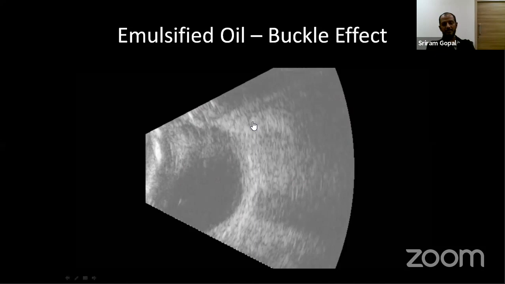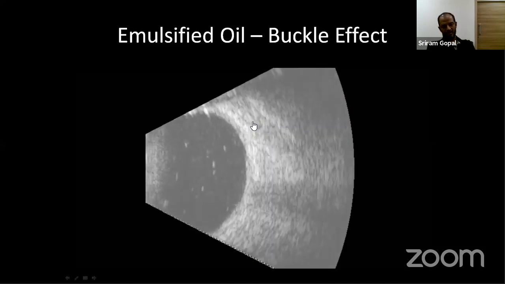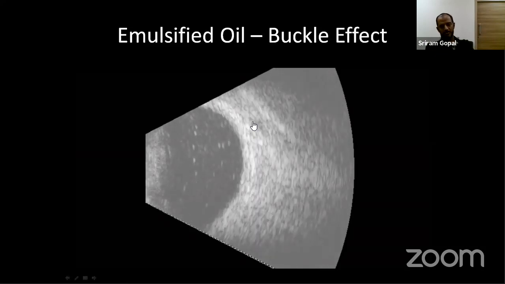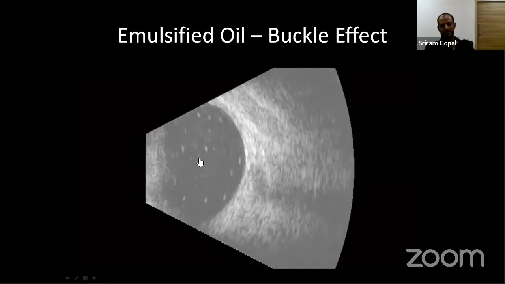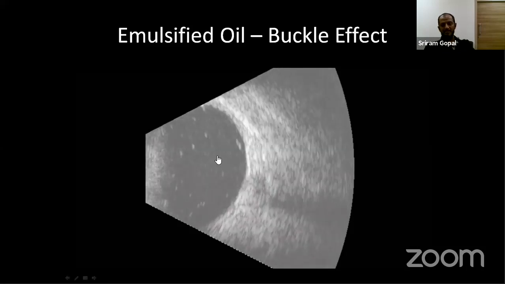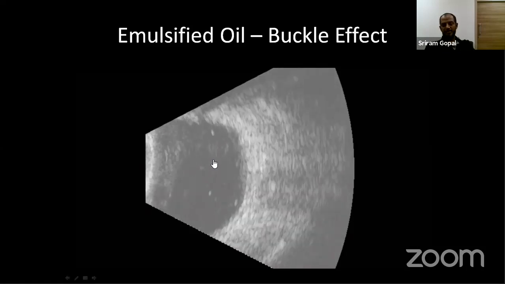This is the last one. This is a patient who had a scleral buckle with a vitrectomy and silicone oil. This is post silicone oil removal. You will note these fine echoes dispersed all through and the slightly high reflective echoes. This is emulsified silicone oil remnants in the vitreous.